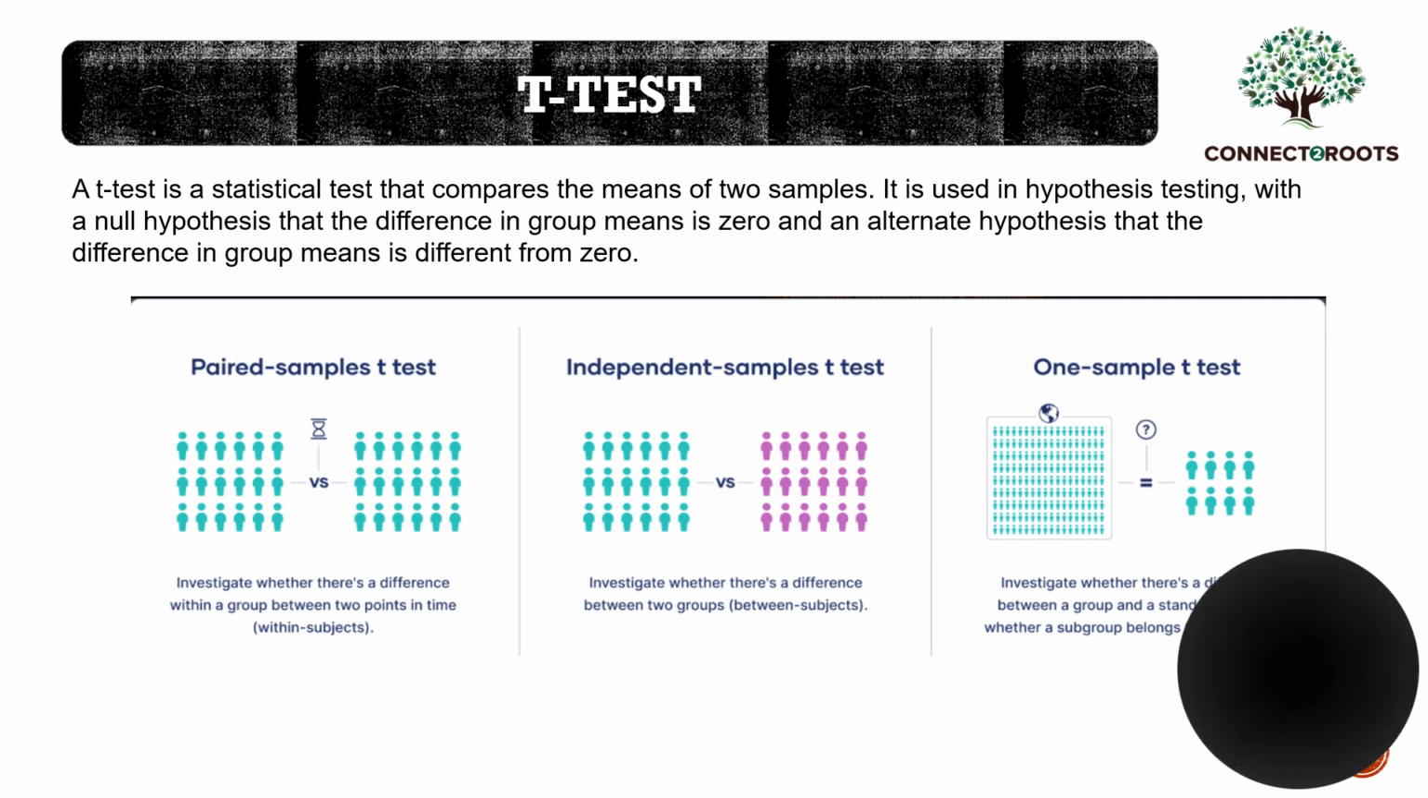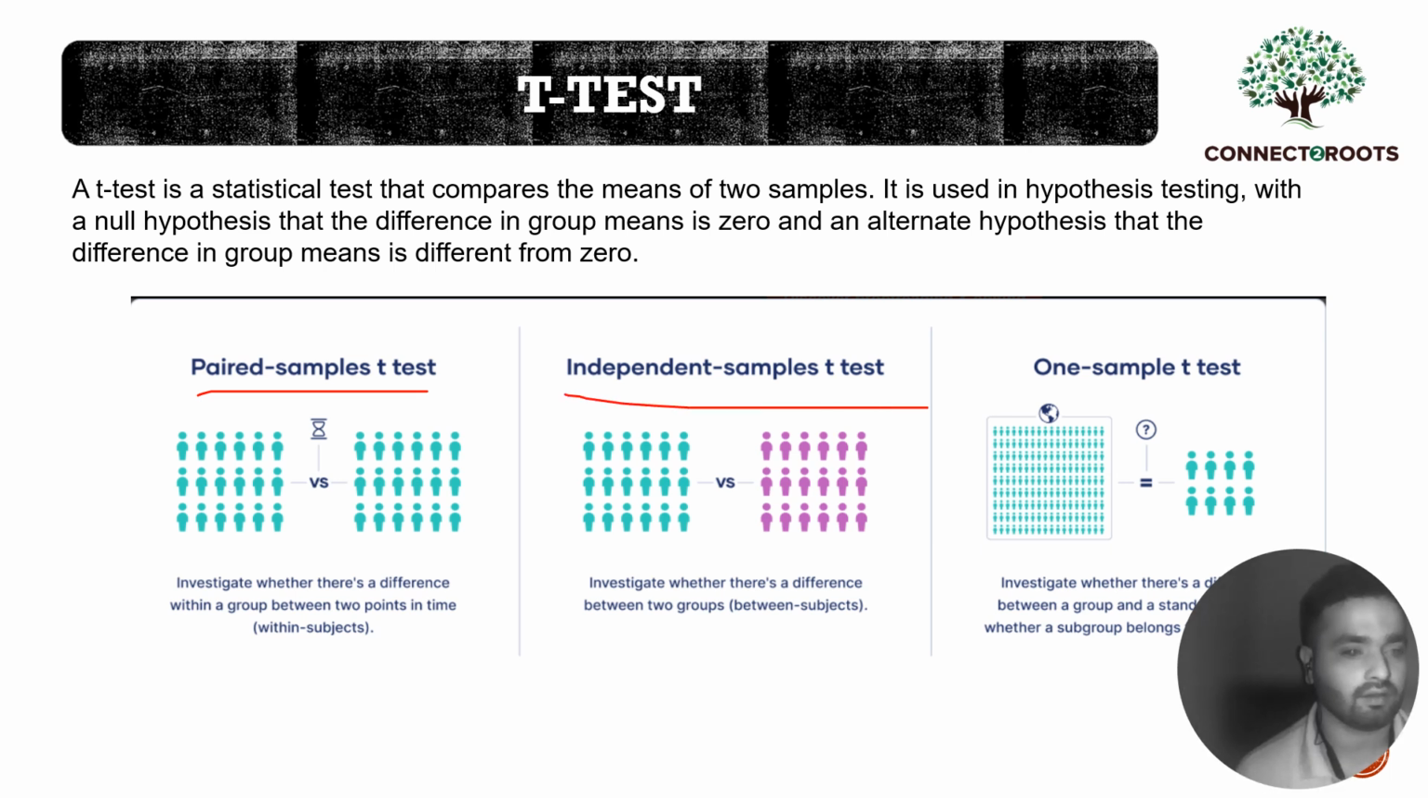To determine this, there are many types of tests we do in the population. There are t-tests, z-tests, ANOVA. So what is a t-test? A t-test is a statistical test that compares the means of two samples. It is used in hypothesis testing with a null hypothesis that the difference in the group means is zero, and an alternative hypothesis that the difference in the group means is different from zero. There are three types of tests in the t-test. One is the paired t-test.